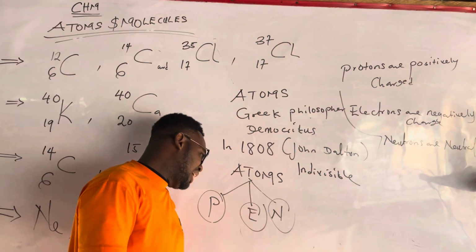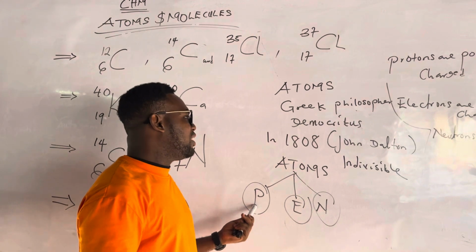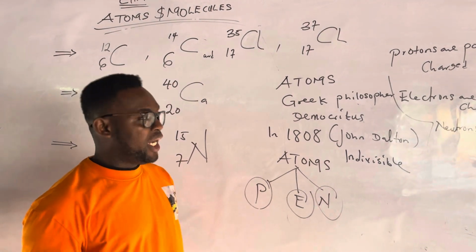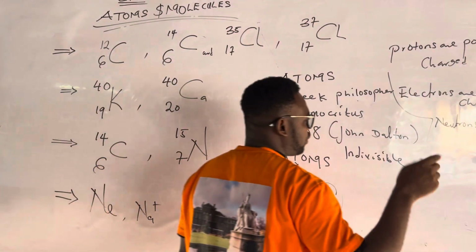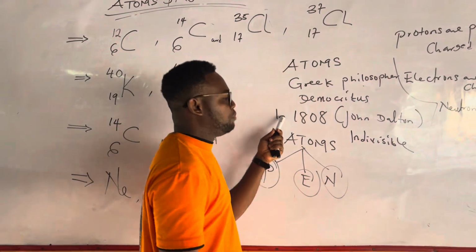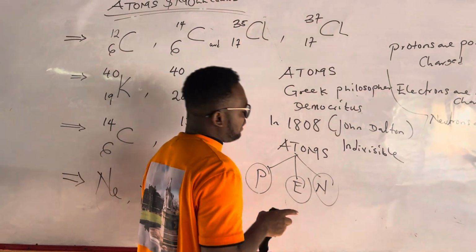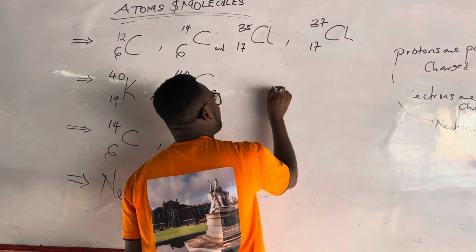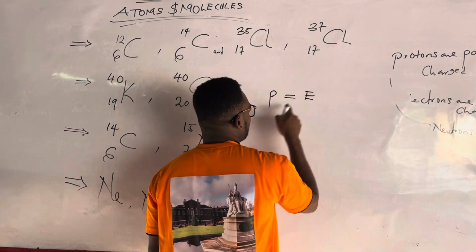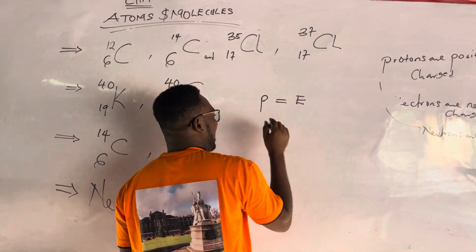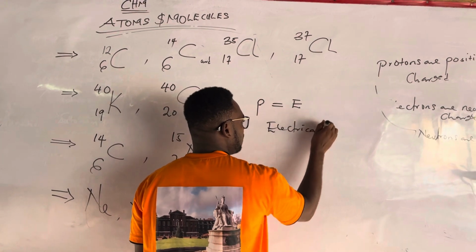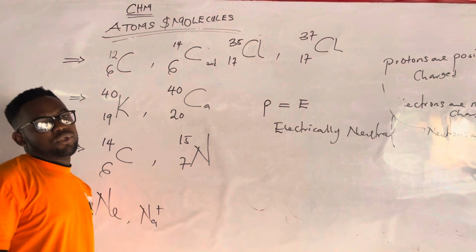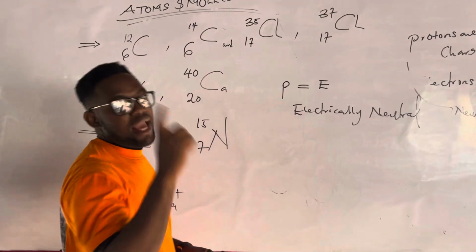So in terms of charge, we can distinguish between these three particles. Protons are positively charged, electrons are negatively charged, while neutrons are neutral, they have no charge. There are certain things we learned in secondary school on atoms I need to remind you of. So do well to pause the video and copy all these things now. We said that the number of protons equals the number of electrons. When does this happen? When the atom is electrically neutral.